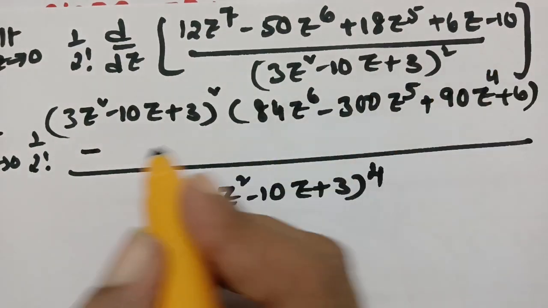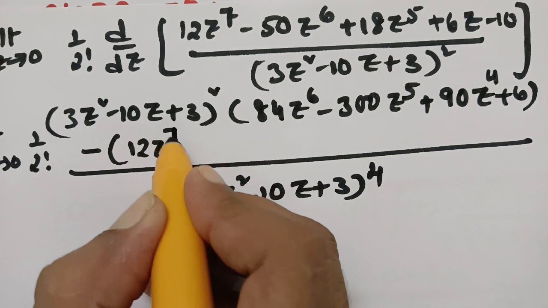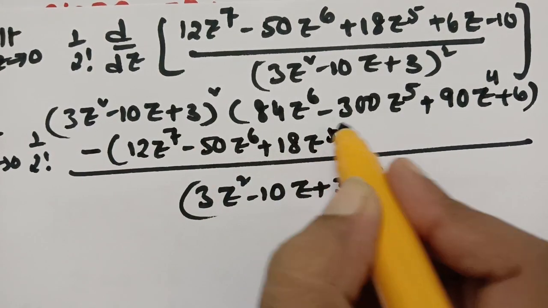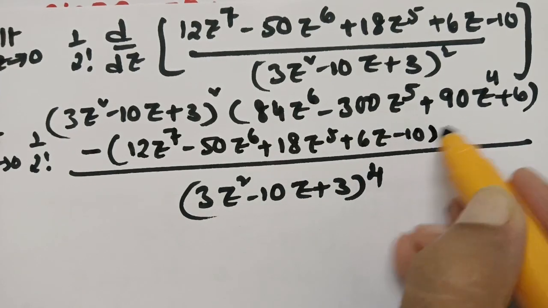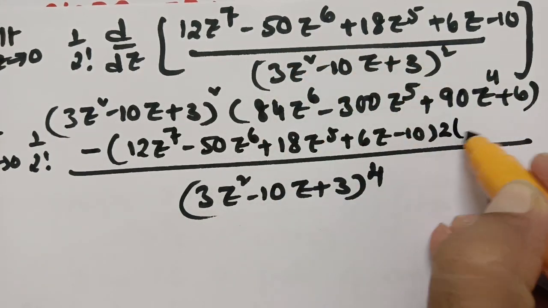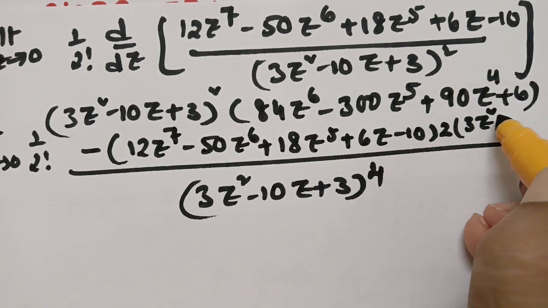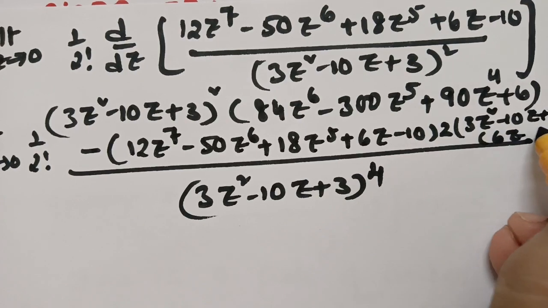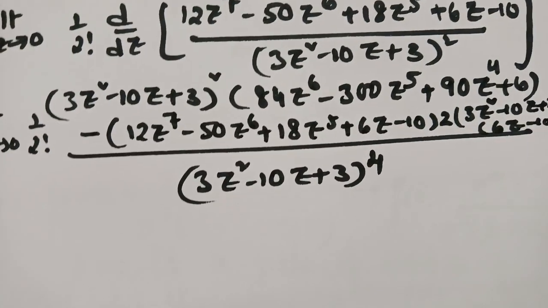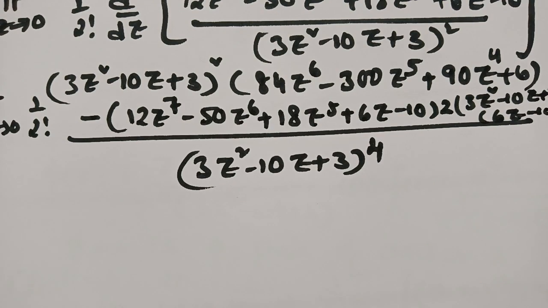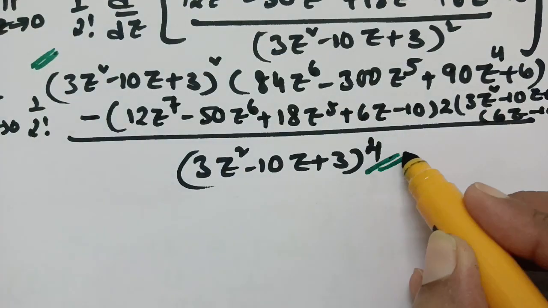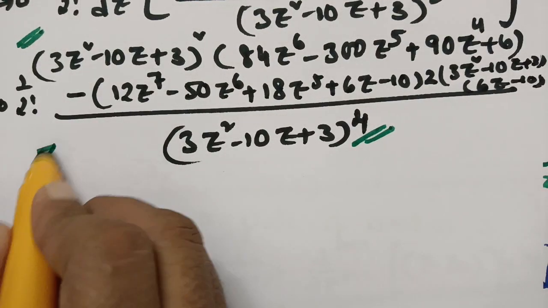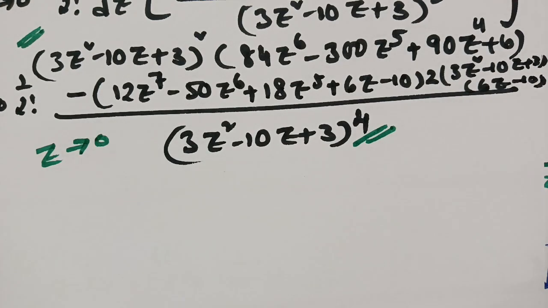Minus, we have to write u here. This will be 12z^7 minus 15z^6 plus 18z^5 plus 6z minus 10. Into the derivative for this is 2, into this is 3z² minus 10z plus 3, into again this is 6z minus 10. In this we have to see from here till here. From here till here we have to substitute limit z tends to 0. So we have to substitute, replace z with 0.